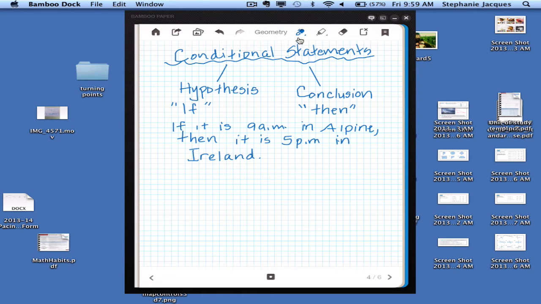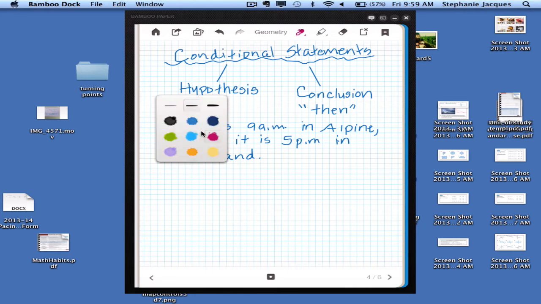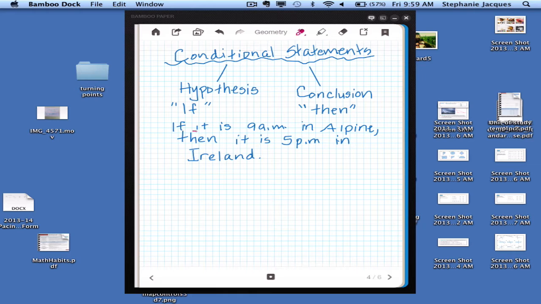So I'm going to go up and I'm going to change my coloring. I'm going to use a pink. You don't have to change your colors if you don't want to. I'm going to underline in pink the part that is the hypothesis. So it starts with the if. So the hypothesis is going to include it is 9 a.m. in Alpine.